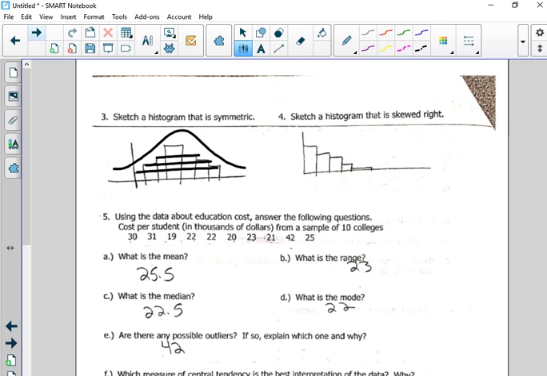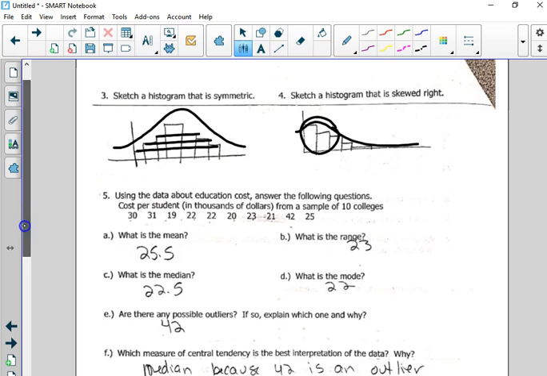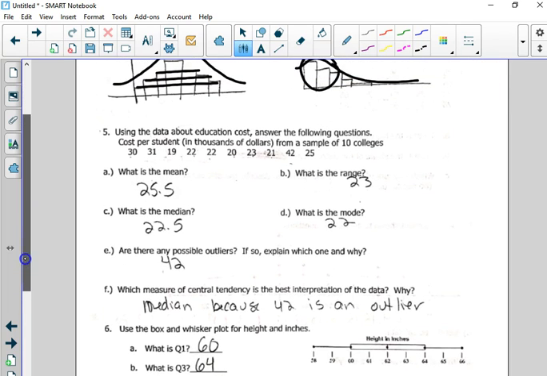All right. Histogram that's skewed right. It doesn't have to look exactly like that, but basically, you have more data here, and it kind of tails off that way to the right. Okay, so follow the tail, which way it tails off to. Okay, 5.